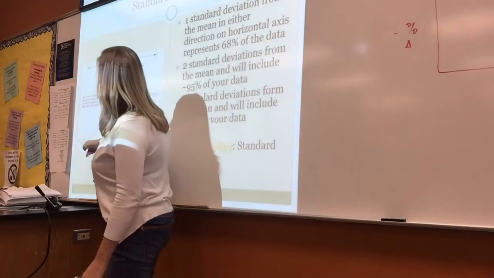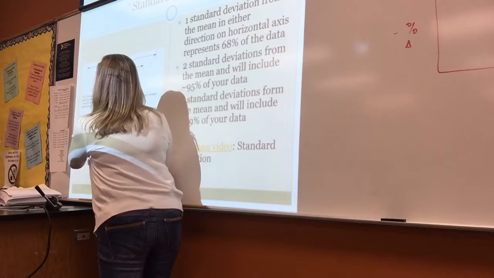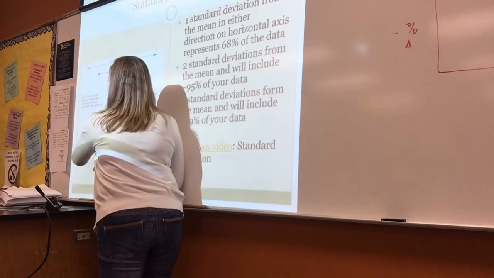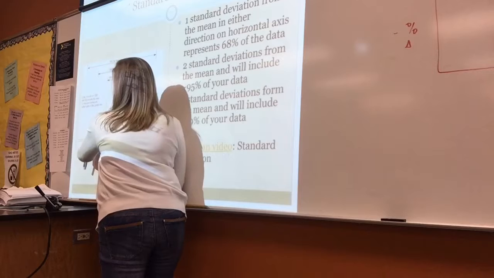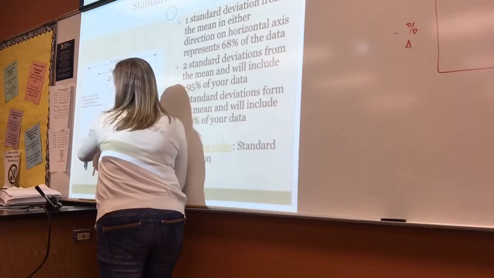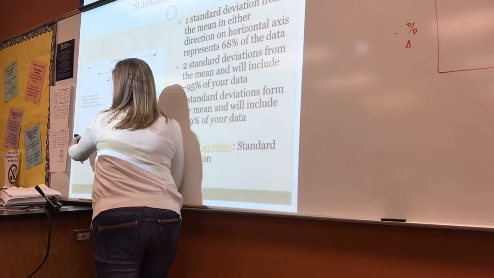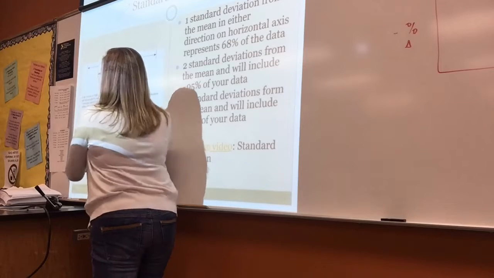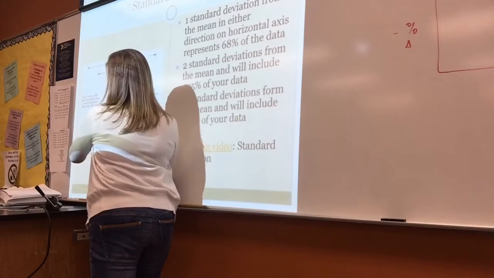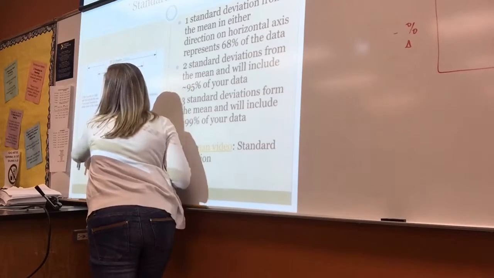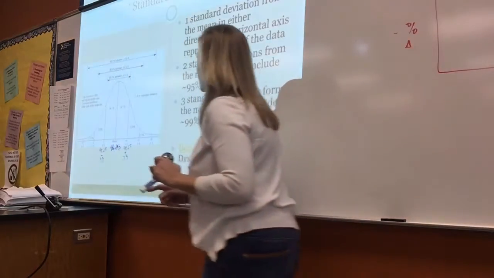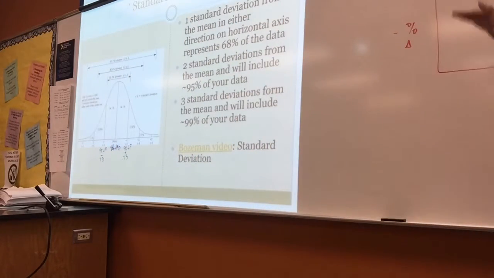Then we go over here to the next line, both ways. You go over another standard deviation, so another 0.73 in both directions. That's called two standard deviations, right? 1, 2. And that encompasses 95% of the people. All right, and then three standard deviations, about 99% of the people. And so that's what that means.